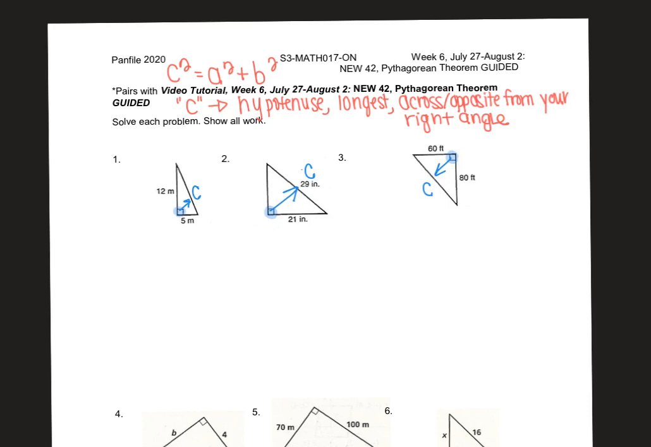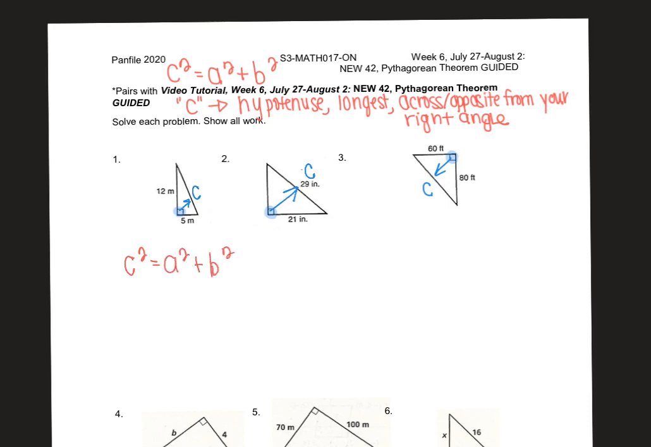So how I do this, A and B don't matter. It doesn't matter which one's your A and which one's your B. All that matters is your C. In number 1 or number 3, where I don't have it, I can just call it C. That's my variable. So I write c squared equals a squared plus b squared. I always write the formula.